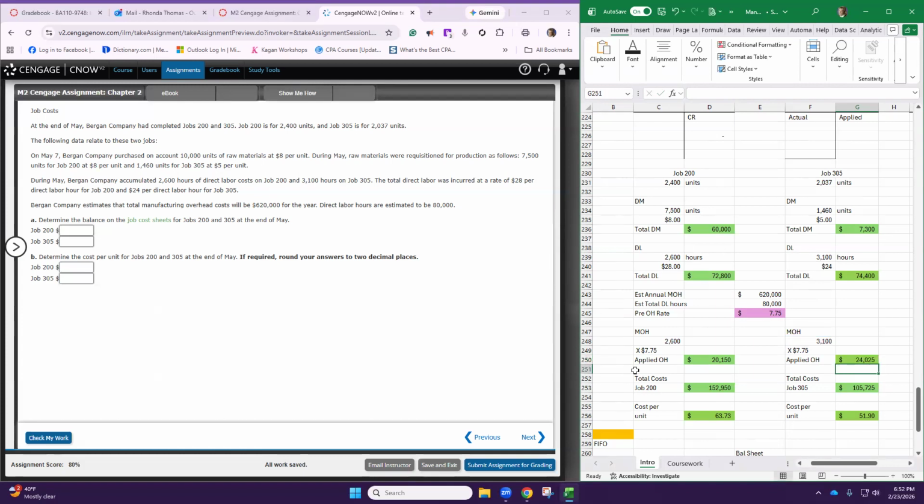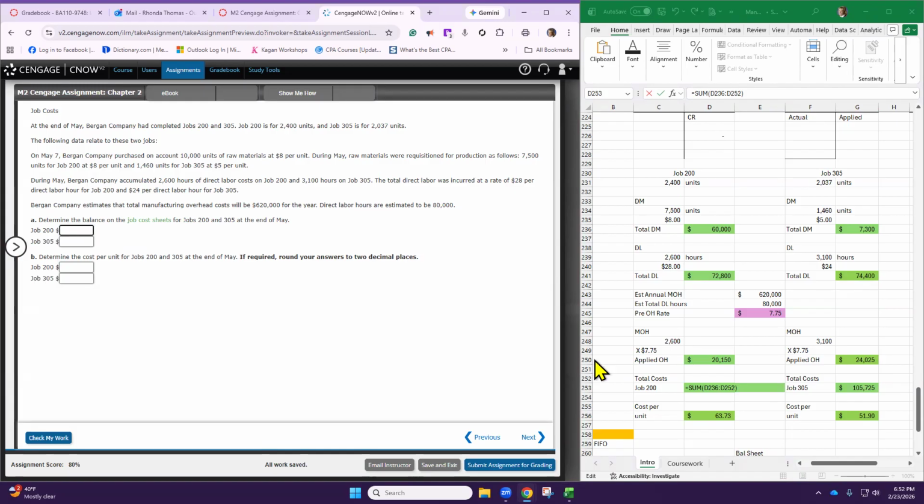Okay, and then the total job cost. Be careful. So you're going to have to add. Okay, so determine the balance on the job cost for job 200 and 305 at the end of May. All right, that's fine. So we have to add up all three: direct materials, direct labor, overhead. Okay, same with this one, direct materials, direct labor, overhead. Look, labor is your biggest expense of all. Here is a total then. So now they want the total.